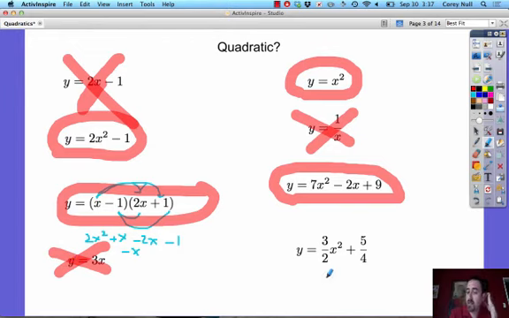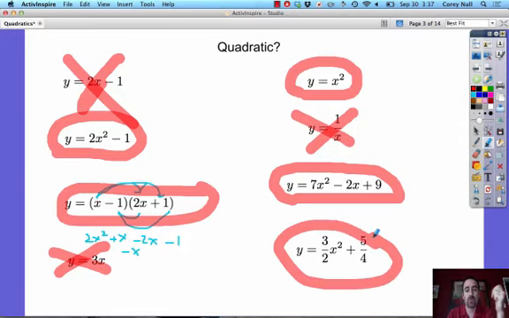And finally, this last one. I know fractions are bummers sometimes, right? Well, let's take a look at this. This is a number. This is a number. I have a number times x squared plus a number. If we think back to our definition, ax squared plus bx plus c. In this case, a is 3 halves. That's okay. B is 0, there is no term with just an x, and C is 5/4. Well, that's fine. It doesn't matter if the numbers out in front are fractions or whole numbers. It's going to work either way.